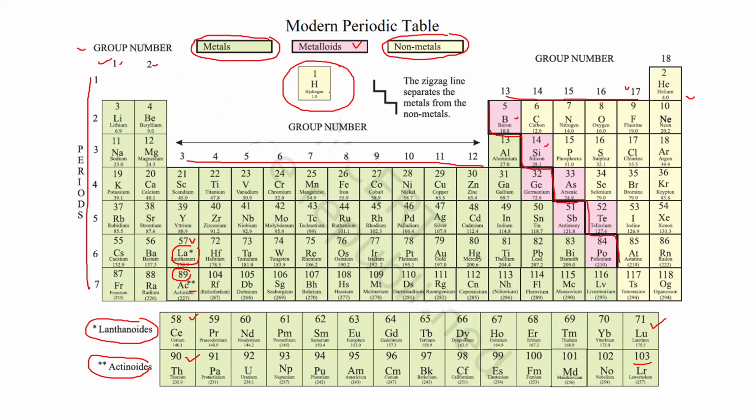Elements belonging to group 1, group 2, and groups 13, 14, 15, 16, 17 and 18 are known as representative elements or main group elements. Again remember, elements of groups 1 and 2 and 13 to 18 are known as representative elements or main group elements.